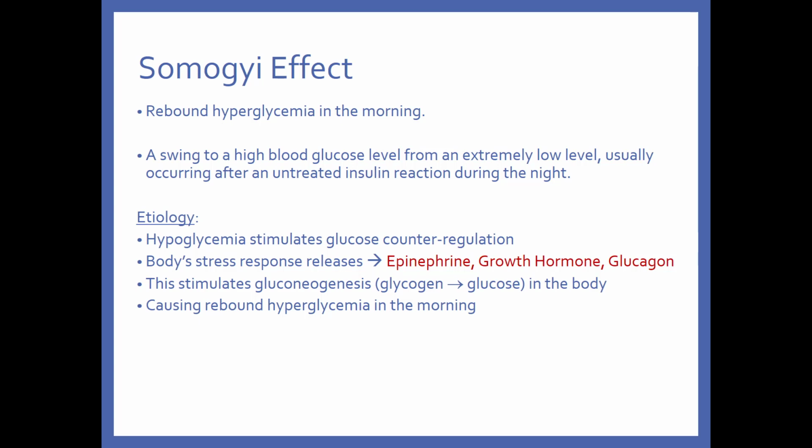And so hypoglycemia stimulates glucose to be released, and the body's stress response releases the epinephrine, growth hormone, and glucagon. That stimulates that process of gluconeogenesis. Glycogen is transferred into and made into glucose so that the body can use it for energy. And then that's what causes the rebound hyperglycemia in the morning time.